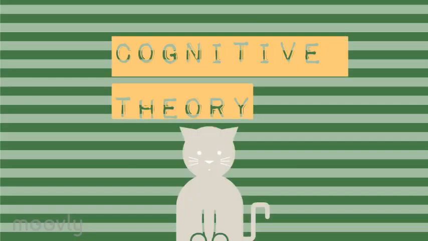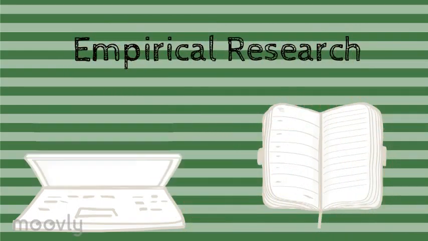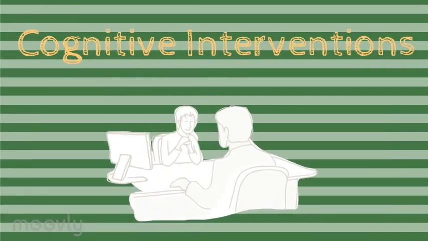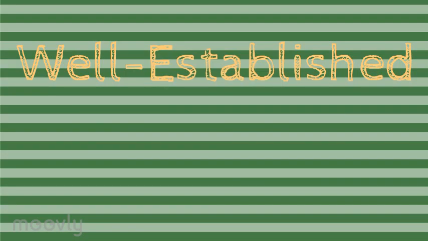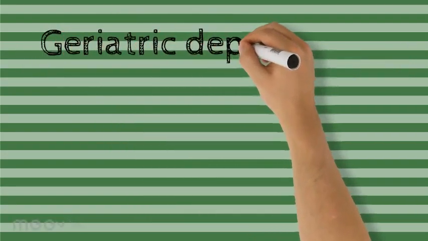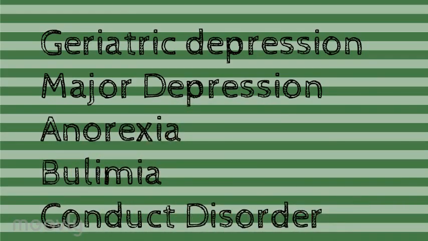Cognitive theory has been shown to be effective in several ways. One of the strengths of the theory is that its interventions lend themselves to empirical research methods. Cognitive theory interventions meet the criteria for the American Psychological Association classification of well-established interventions for the following: geriatric depression, major depression, anorexia, bulimia, and conduct disorder.